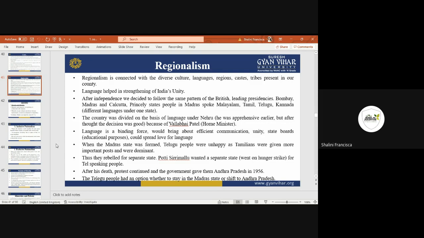Language is a binding force. It would bring about efficient communication, unity, and state borders could spread love for language. When the Madras state was formed, Telugu people were unhappy as the Tamils were given more important posts and were dominant. Thus, they rebelled for a separate state.